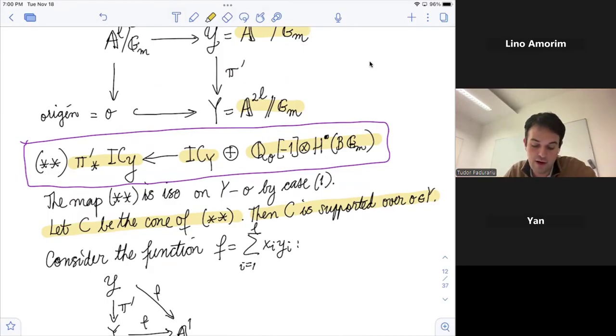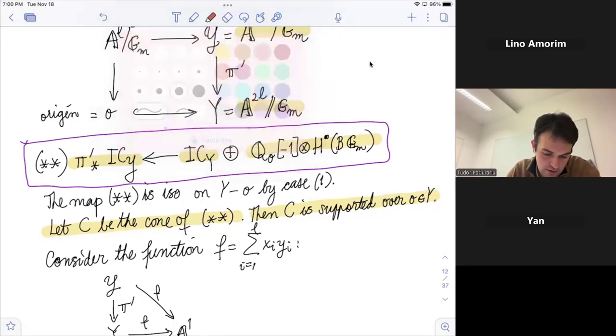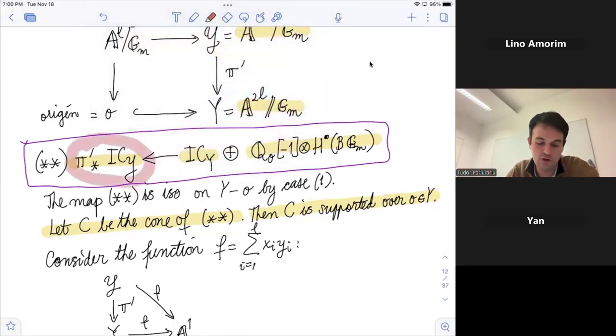So why is this a good idea? Because applying vanishing cycles for such a function will still detect the cone. But also applying vanishing cycles for this function will simplify this. We'll just make it the push forward of vanishing cycles applied to ICY, but F is Morse, so it is just the critical locus, which is just BGM. Okay, so this is the idea.